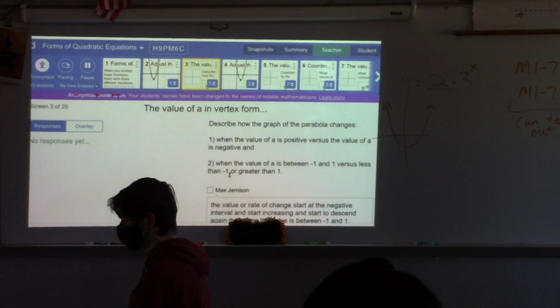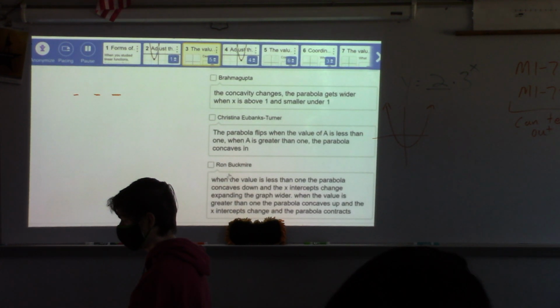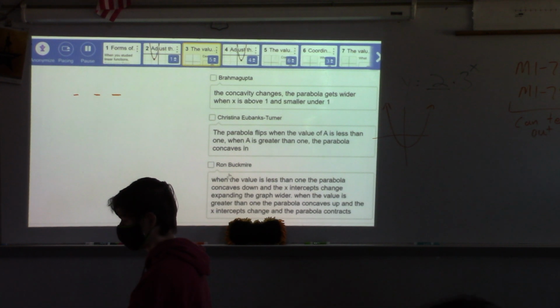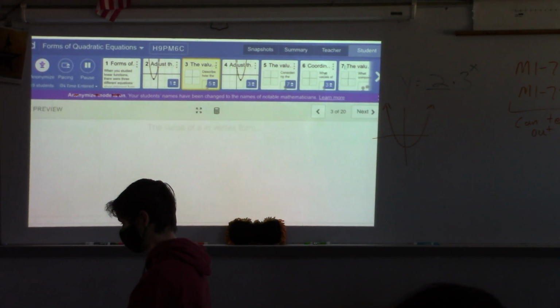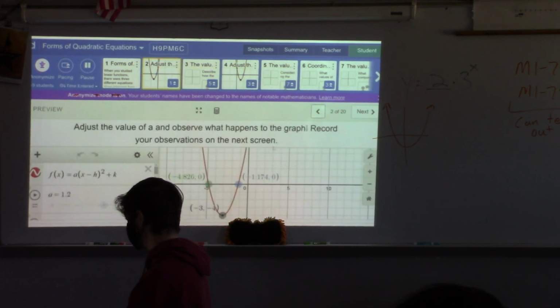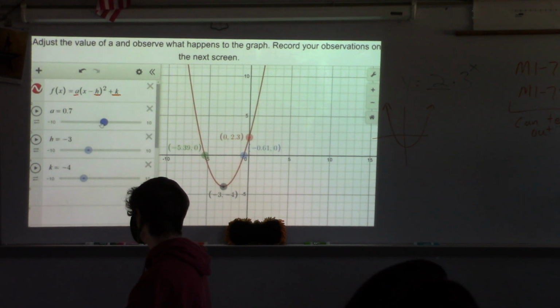So let's look at some more of these. The concavity changes. The parabola gets wider when A is above 1 and smaller under 1. The parabola flips when the value of A is less than 1 and when it's greater than 1. So we need to investigate these claims a little bit more. Let's look at this. So right here, is the concavity flipping when A is less than 1? No. No. When does the concavity change?